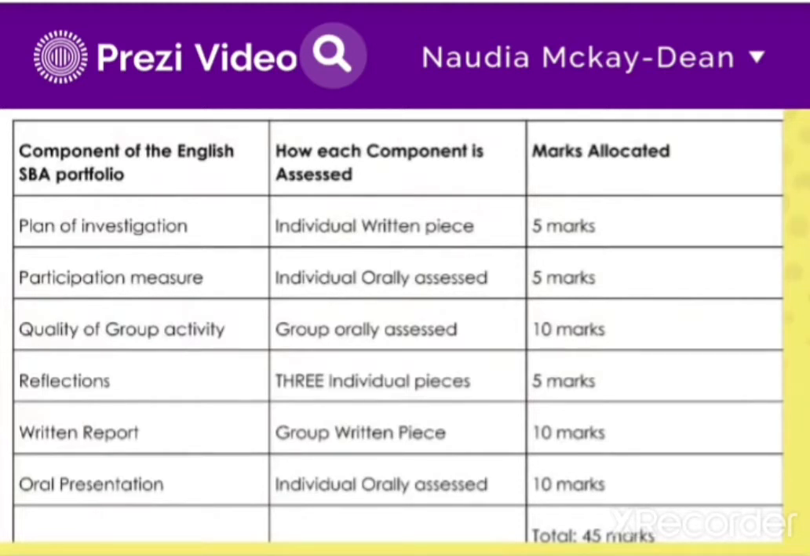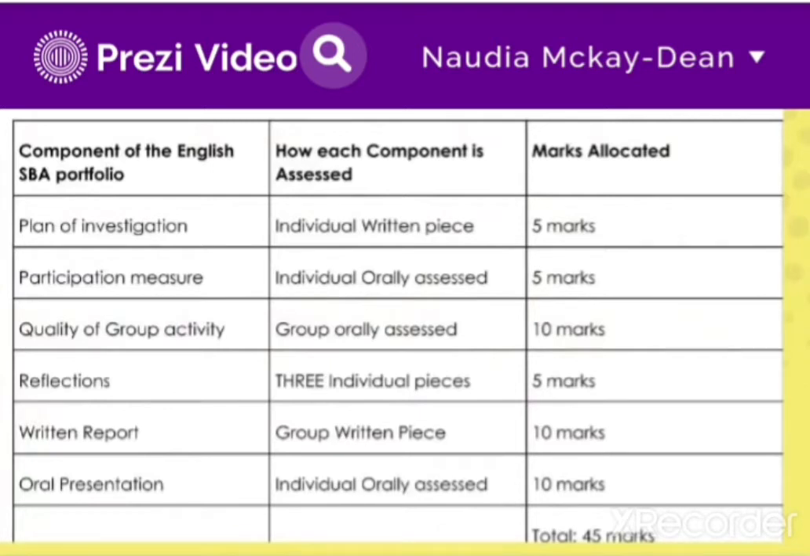We have something that we call the written report, which is something that you have to do together in a group. Each member of the group will have to have the same written report, that's 10 marks. And of course, we have an oral presentation, which is something that you'll have to do. You'll have to write something original, like a song or a poem. Yes, you can write a song and come and sing it for the class. You can do a speech, or it can be a story that you're going to come and tell us. And that is individually done, and that's 10 marks.